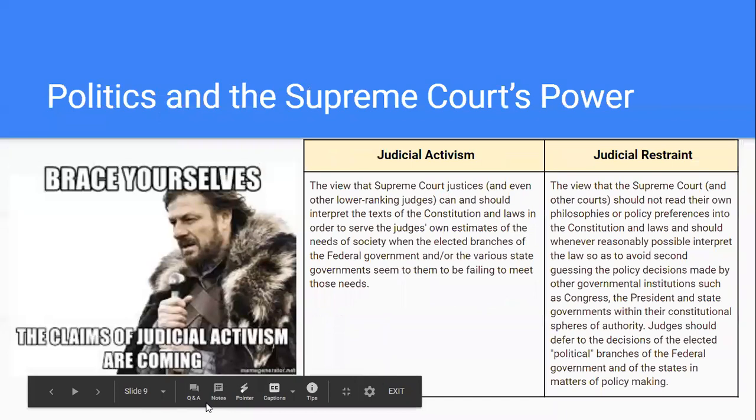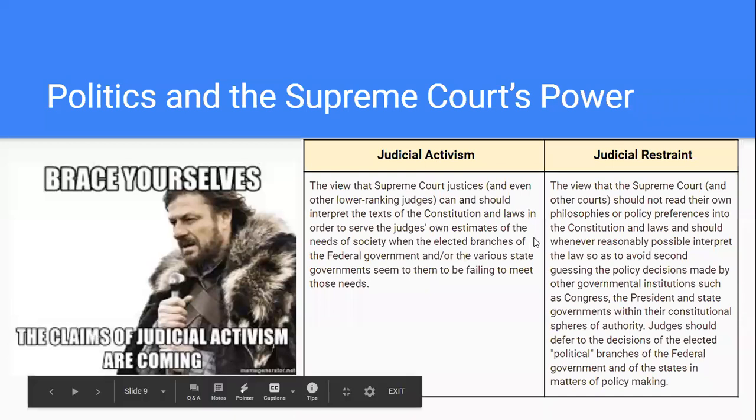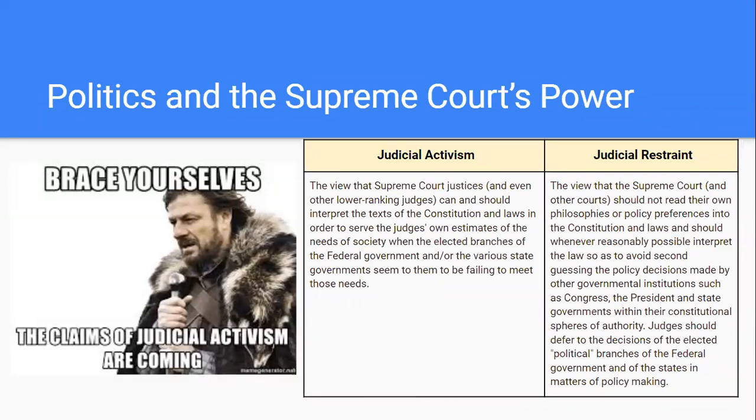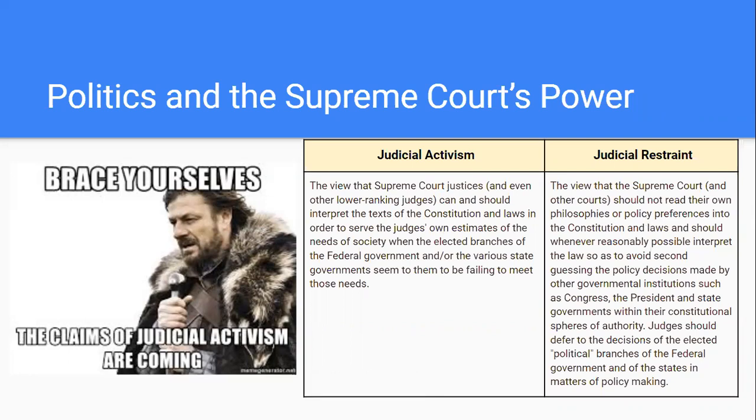And this is just what we're talking about, right? This is exactly what I was just talking about. Judicial activism, the view that Supreme Court justices can and should interpret the text of the Constitution. It's their interpretation of the Constitution. How would the Constitution be applied in today's standards, in today's issues, in today's social problems? What would the framers say about these issues? Okay. And judicial restraint is specifically, what does the Constitution say? If the Constitution doesn't say anything about same-sex marriage, then that should be reserved to the states. Let the states decide what to do with that. Okay.